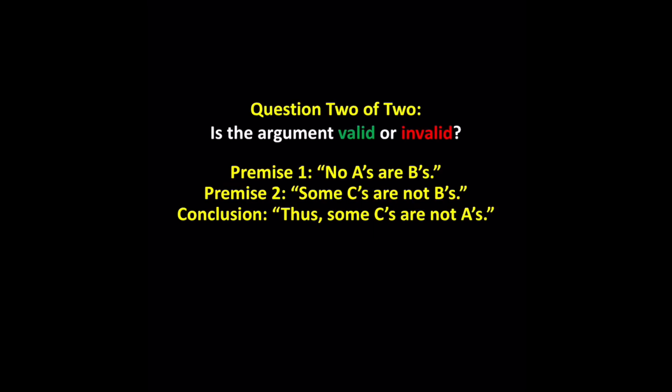Answer. Premise 1, no A's are B's. Premise 2, some C's are not B's. Conclusion, thus some C's are not A's. In fact, this too is invalid. And once again, we can show invalidity by counterexample.